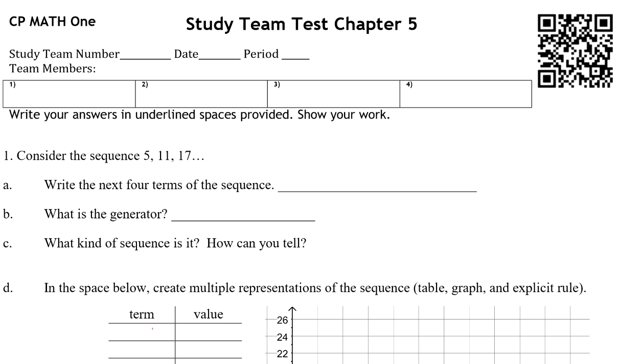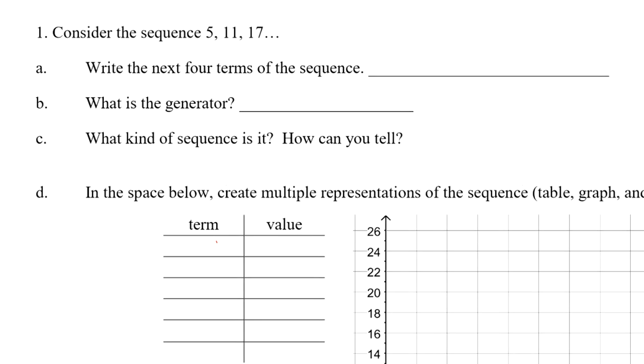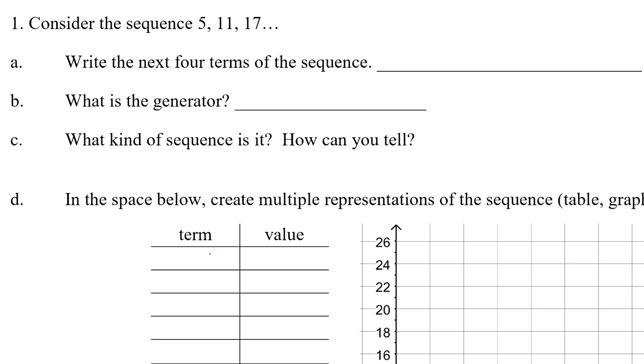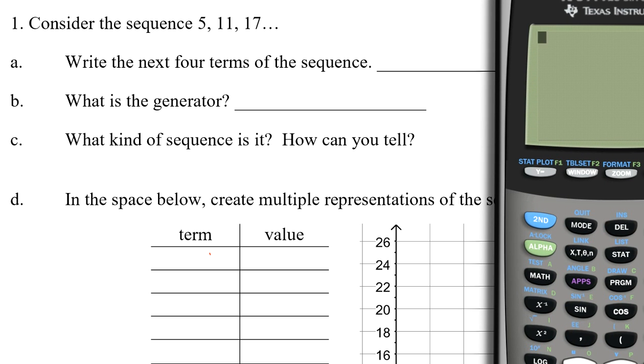So let's start with question number 1. Question 1 says, consider the sequence 5, 11, 17, and then write the next 4 terms in this sequence. As I look at it, there are two main kinds of sequence we've been playing with, those with common ratios and those with a common difference.